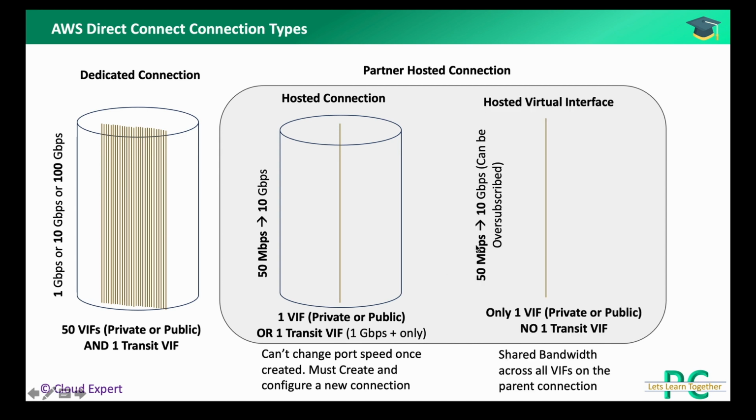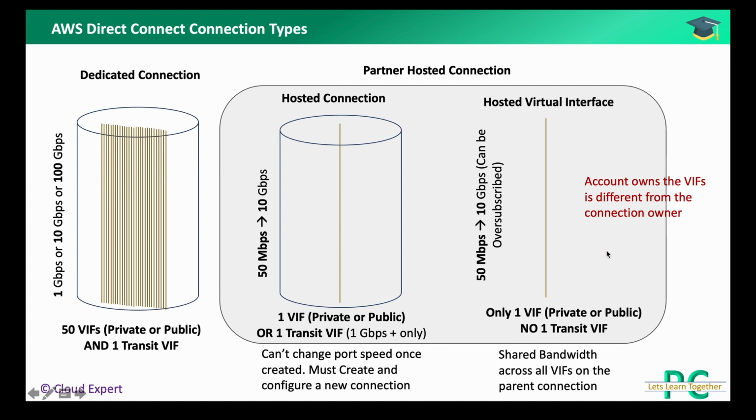There is another option, hosted virtual interface. If you see in the other two diagrams, there was a connection router. In hosted virtual interface, the connection router was not available. Here again the port speed could be 50 Mbps to 10 Gbps. And one point to be remembered here, the account that owns the VIP is different from the connection owner.